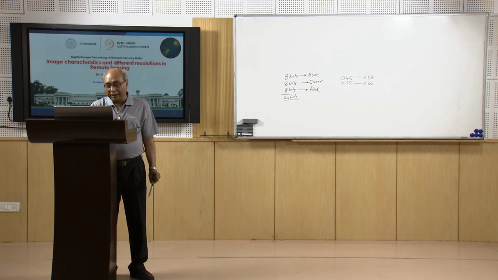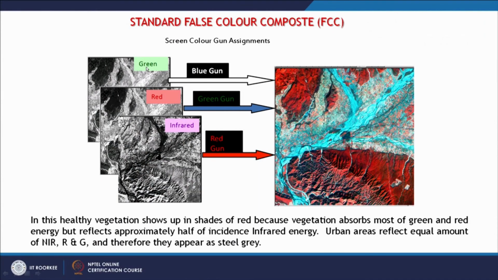So in a standard color composite, this is the scheme which is followed. When somebody writes standard false color composite, automatically that means the green band, which belongs to the visible part of the EM spectrum, is assigned blue color. The red band, again visible, is assigned green color, and infrared is assigned red color. And therefore healthy vegetation will appear in bright red.